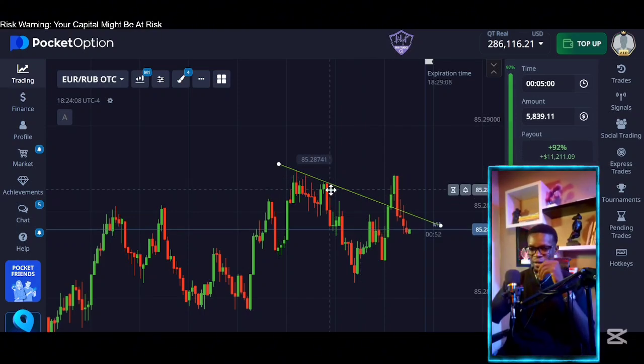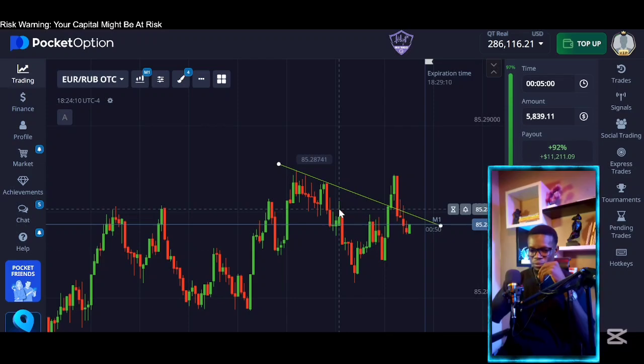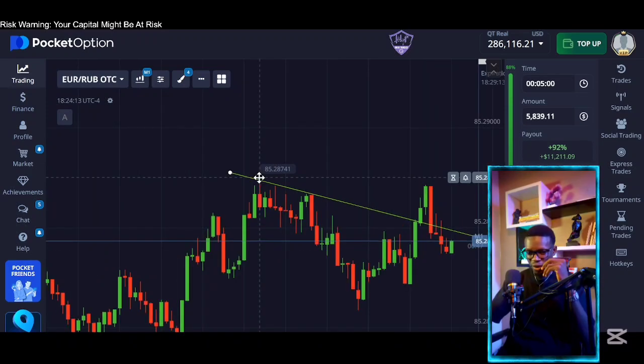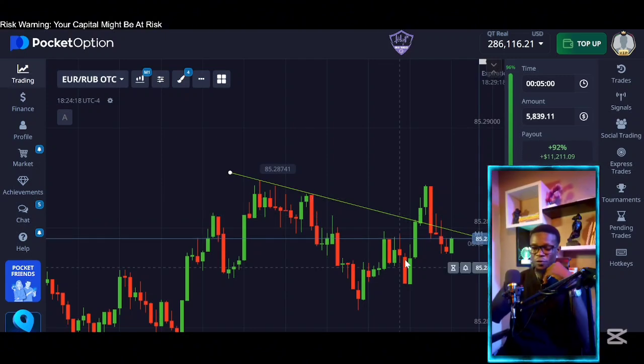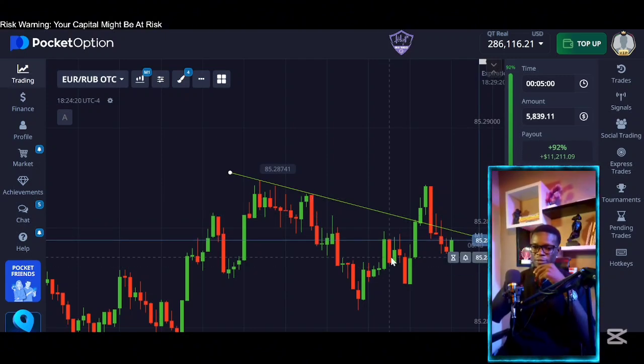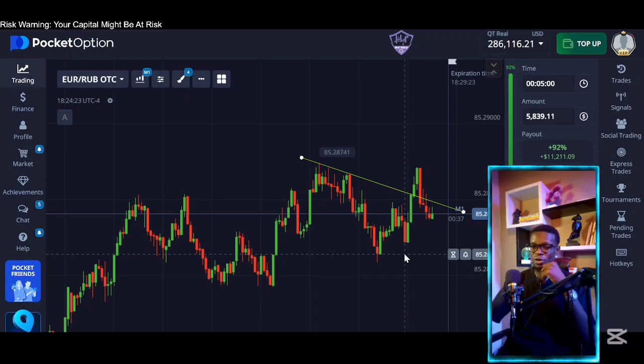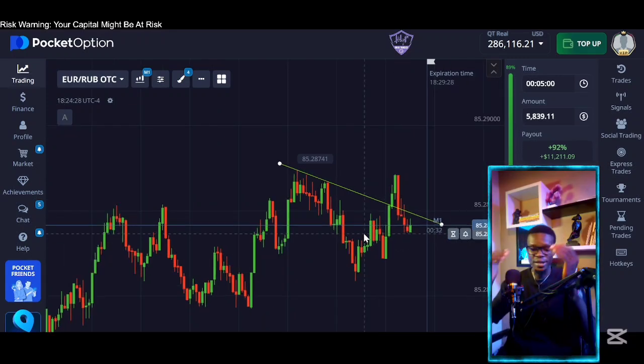So this is what we see right here, a beautiful minor downtrend. This right here is a high, this is a low, right? So this is a lower high, this is a lower low. This is the structure of a downtrend. Now what we did next was draw a trend line on the resistance level to try to see the structure and how the price is behaving.